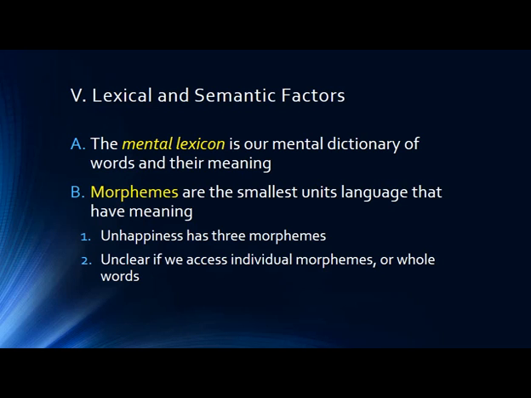As we start talking about phonemes, we also think about morphemes, which are the smallest units of language that have meaning. So phonemes are the smallest sounds of language. Morphemes are the smallest units of language that convey meaning. So unhappiness has 3 different morphemes.